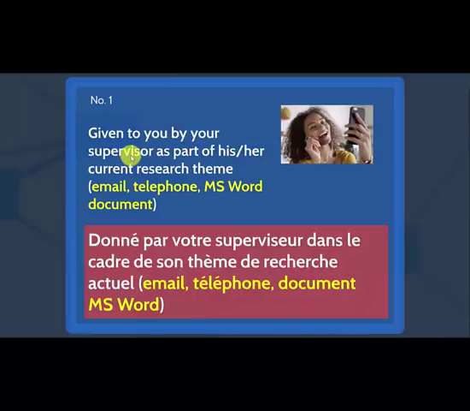You can get the title of your thesis by your supervisor giving you the title based on his or her own current research theme. And the ICT tool that he can use, he can send to you as email or telephone you like this, say, oh, Abel, I think the title of your thesis should be this. So he can send the title to you by sending an MS Word document. So this is one way that you can get the title of your thesis.